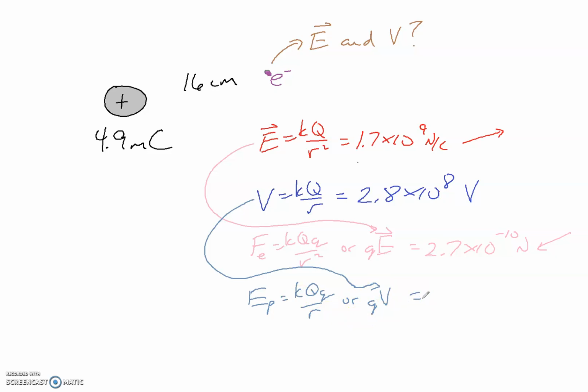And when I calculate that one, we should get around 4.5 times 10 to the negative 11 joules of potential energy. And for this one, it's a positive charge and a negative charge. Or if you use that Q here, it'd be a negative charge because it's an electron, and you will end up with a negative potential energy. And yeah, that negative is actually going to be pretty important, and we'll see why in the next question a little bit more. Okay, but there's the basic things.